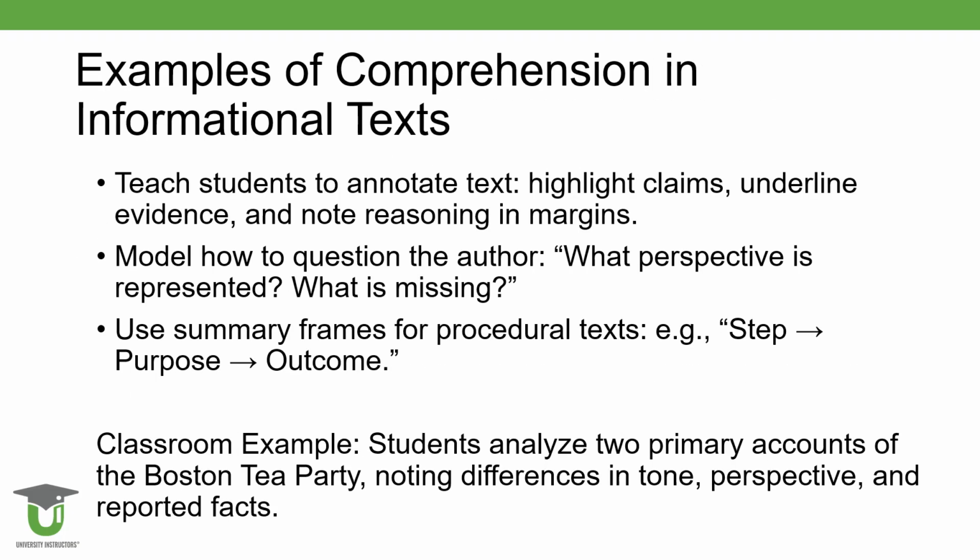Teach students to annotate text by highlighting claims, underlining evidence, and noting reasoning in the margins. Model how to question the author with prompts, such as, what perspective is represented? What is missing? For procedural or technical texts, use sentence frames. For example, step, purpose, outcome, to help students organize information clearly. In the classroom, students might analyze two primary accounts of the Boston Tea Party, noting differences in tone, perspective, and reported facts. These strategies develop critical thinking and ensure students actively engage with content and sources.